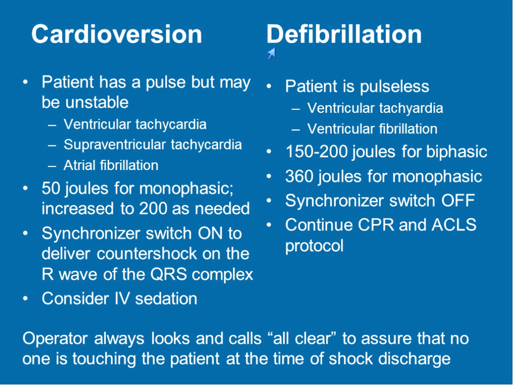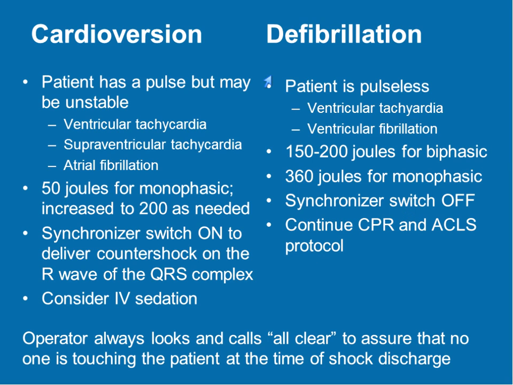Let's look at defibrillation first. Defibrillation, here the patient is pulseless. We're going to defibrillate only two rhythms: ventricular fibrillation and pulseless ventricular tachycardia. With the biphasic, we do 150 to 200 joules. With the monophasic, we do maximum. You want to make sure that the synchronizer switch is off. I'll explain that in a bit. And you continue CPR and the ACLS protocol.